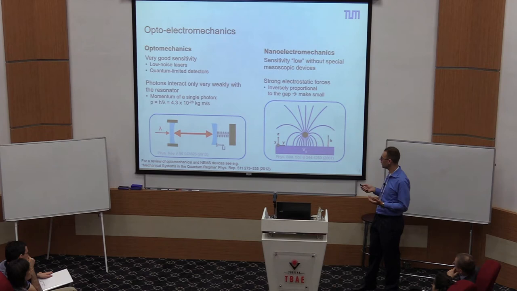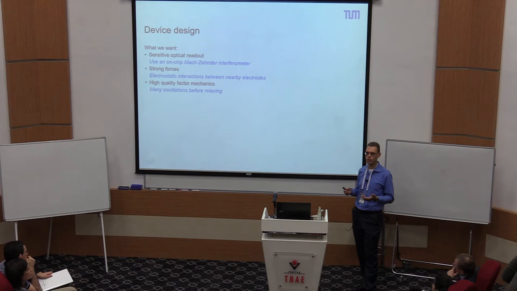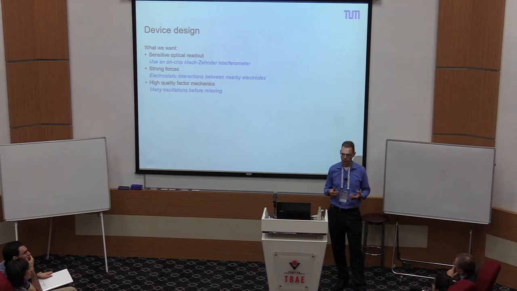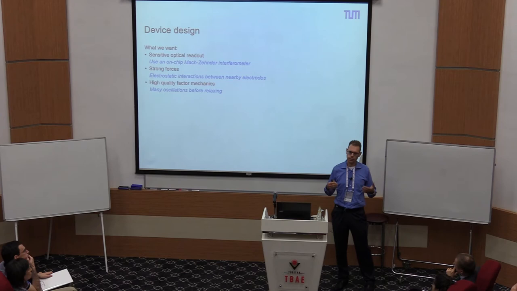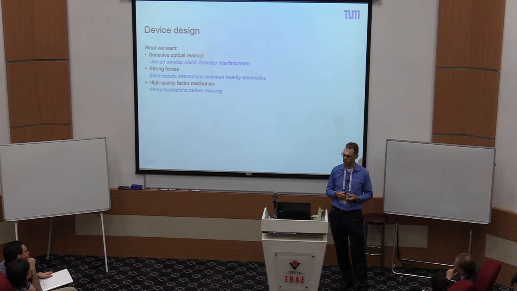How do we implement this in practice? Well, as I said, the first thing that we want is to have the very sensitive readout from the optomechanics. So for that, we want to use an on-chip Mach-Zehnder interferometer. We also want to have very strong forces. So we want to place electrodes on that resonator with nanometer separation so that we can use the strong electrostatics there. And also we're interested in doing optomechanics, so we also want to have a very high quality factor for our mechanical devices, meaning if you have some oscillations and you turn off the driving force, we will still see many, many oscillations before they finally die out. So those are three important aspects.